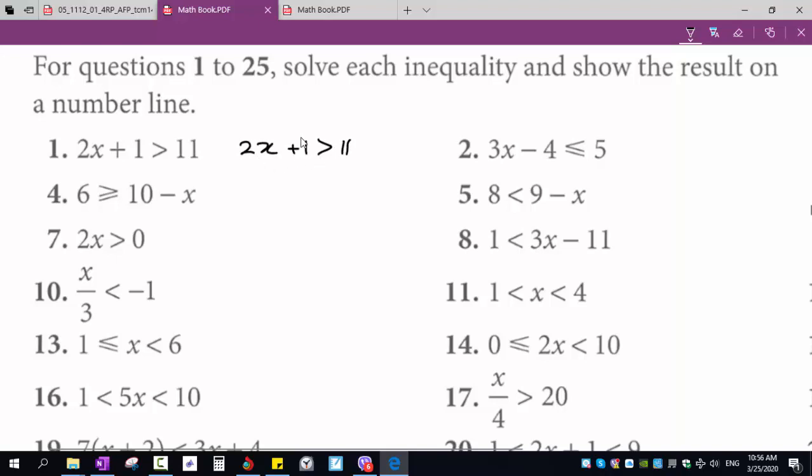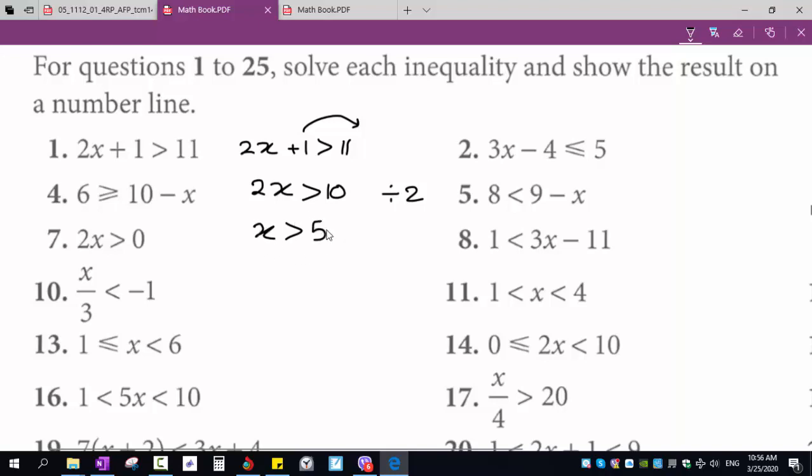To solve this, we need to send this 1 to the other side. It becomes negative, so that gives 2x is greater than 10. Then divide both sides by 2, because we need to get rid of this 2. Then it gives x is greater than 5.